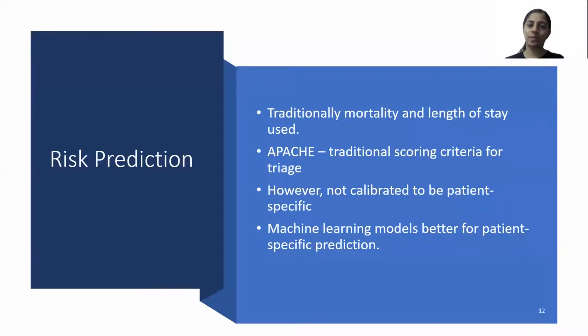Traditionally, as I mentioned, mortality and length of stay are used as risk prediction metrics. There are existing traditional scoring criteria, which are rule-based systems designed by clinical experts, such as APACHE, SAPS, and many more. However, these scoring criteria are not calibrated to be patient-specific. This is exactly where machine learning models can step in. Machine learning models help in making better patient-specific predictions as compared to these traditional scoring criteria.